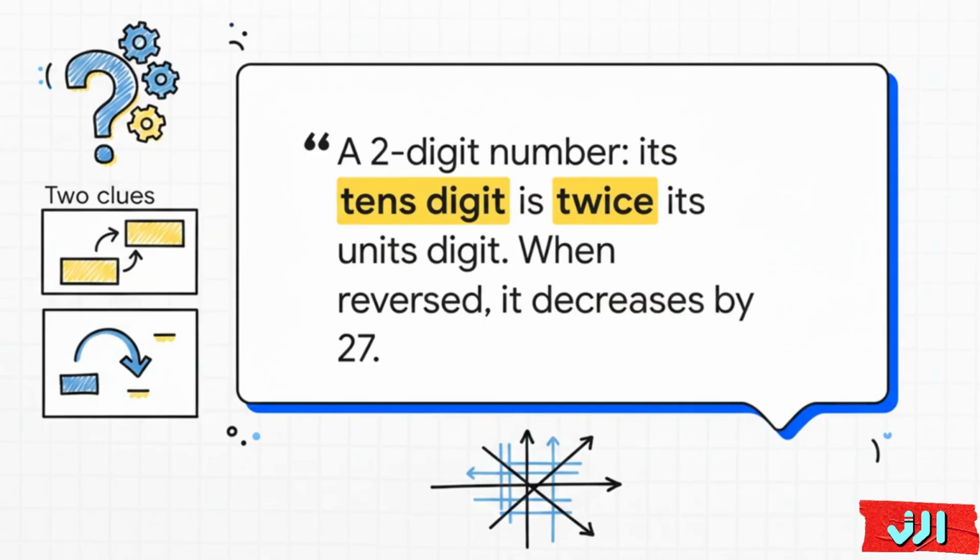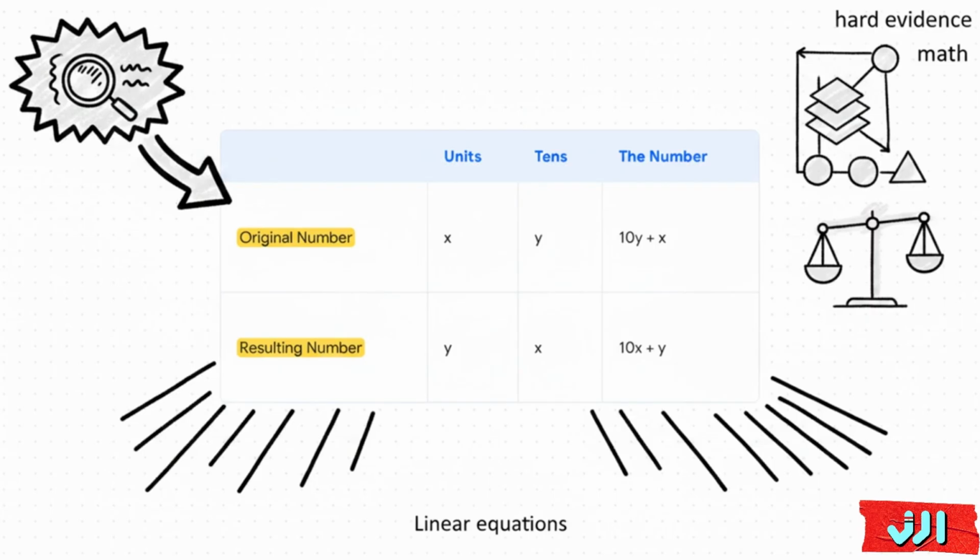First, there's a relationship between its 2 digits. And second, we know what happens when you swap those digits around. This is exactly the kind of puzzle these tools were made for. You know, the most critical part of cracking these cases is always the first step, translating the clues, the words, into hard evidence, the math. This little table here is the key to the whole thing. If we say the units digit is x and the tens digit is y, then the actual value of the number isn't just yx, it's 10y plus x. Getting that right is everything.